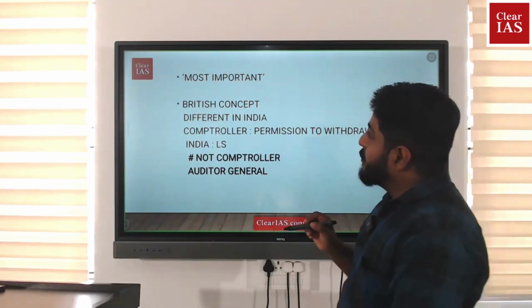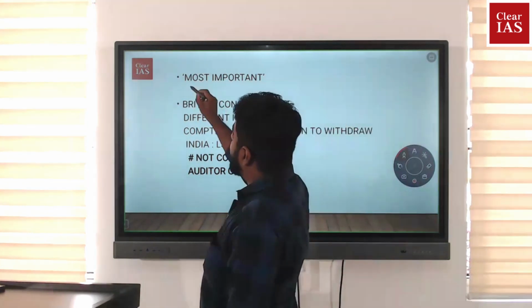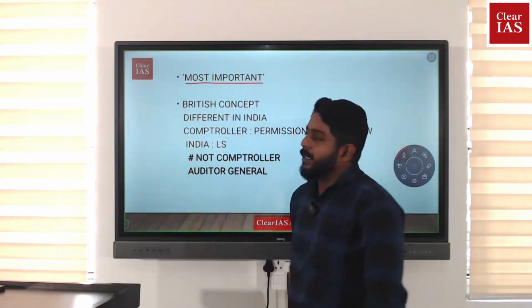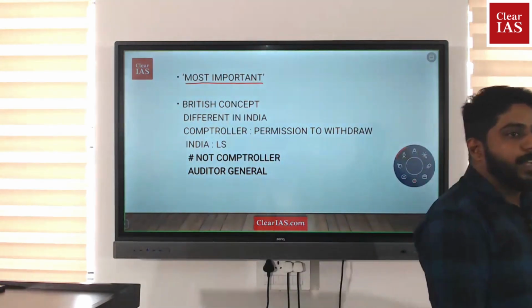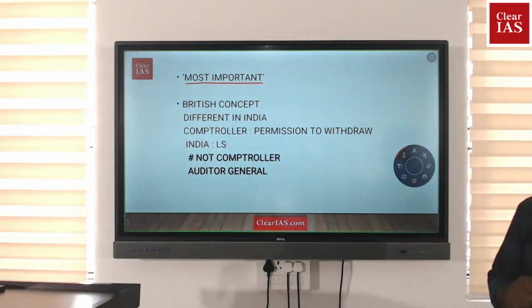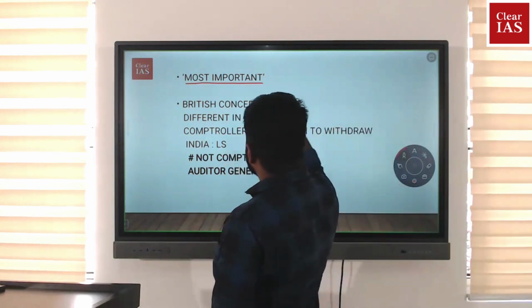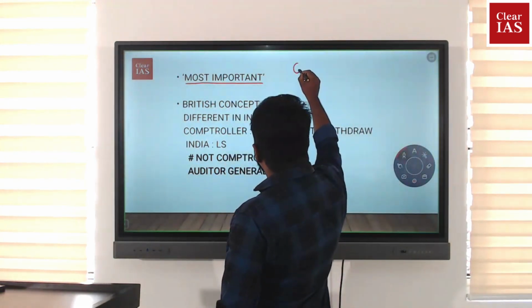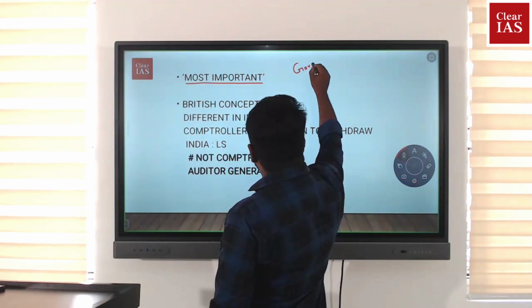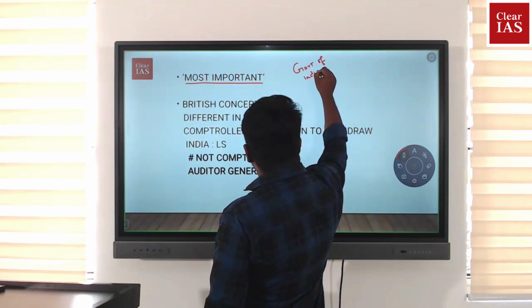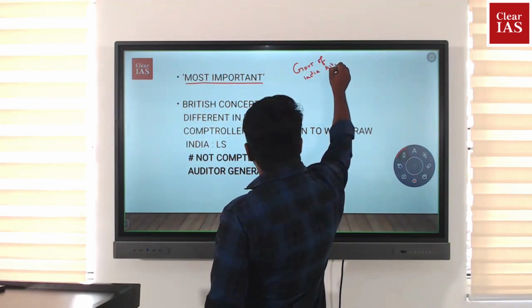Now, why is the office of Comptroller and Auditor General of India, in fact, the most important office under the Constitution of India? This is the first question coming into your mind. The concept of the Comptroller and Auditor General of India can be traced back to the Government of India Act of 1858.